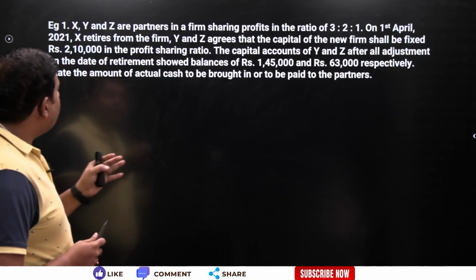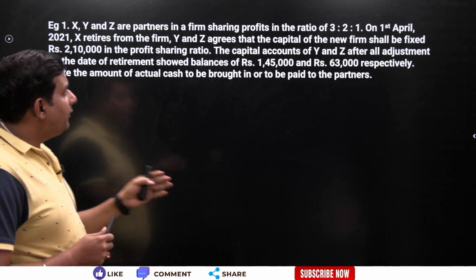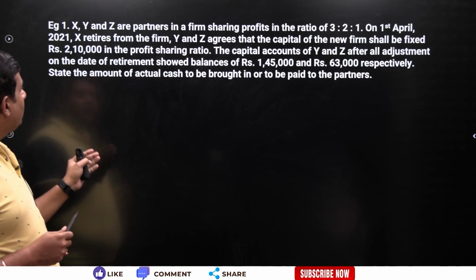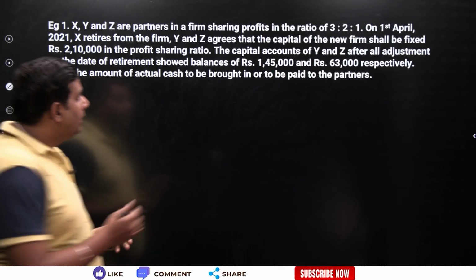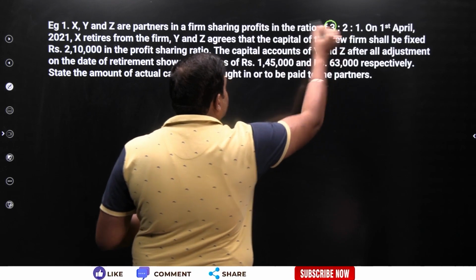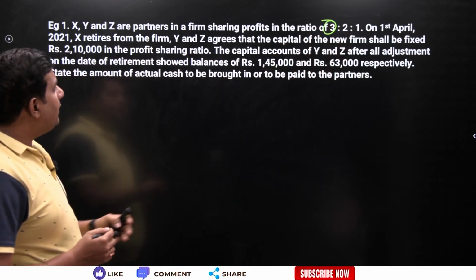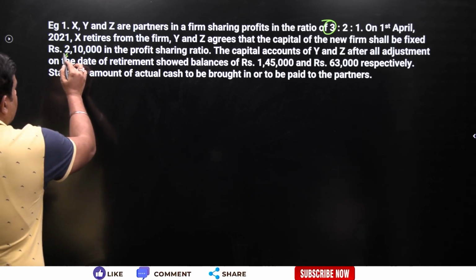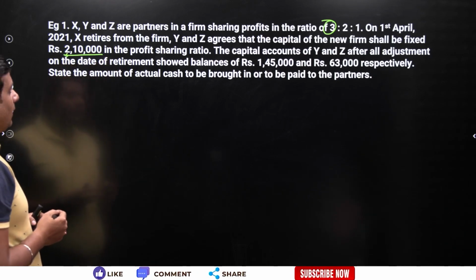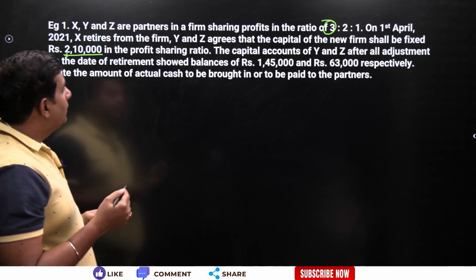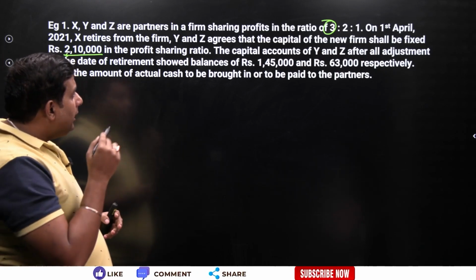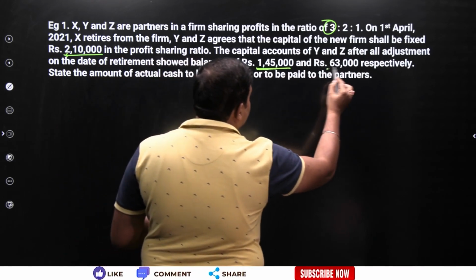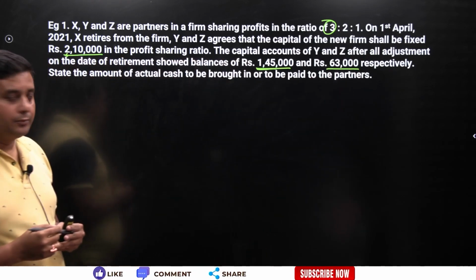Example: X, Y and Z are partners in a firm sharing profit in the ratio of 3:2:1. On 1st April 2021, X retires from the firm. So this gentleman X is retiring from the firm. Y and Z agree that the capital of the new firm shall be fixed at rupees 2,10,000 and it needs to be distributed in their profit sharing ratio. Their adjusted capitals were, for Y 1,45,000 and for Z 63,000.